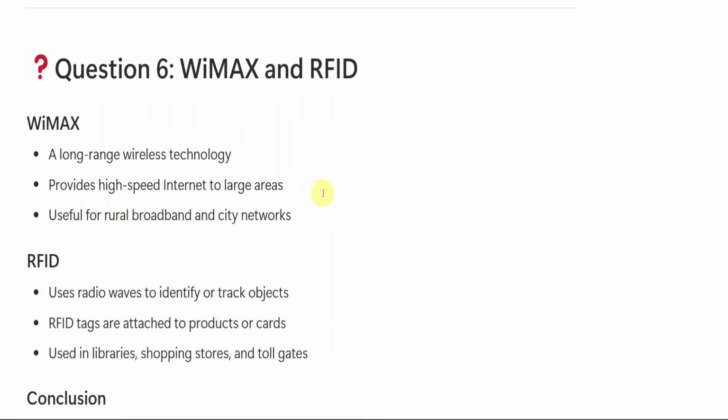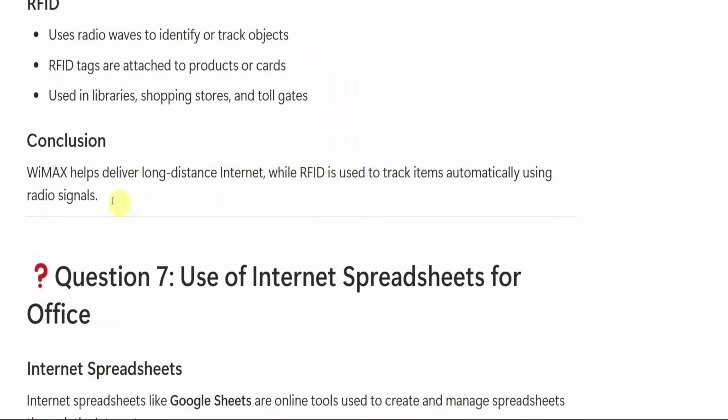And then we have WiMAX and RFID. Students, WiMAX gives long distance wireless internet. Okay. And RFID tracks items using radio tags, like used in toll gates, library, stores. FASTag is the best example, okay. So we can say this.